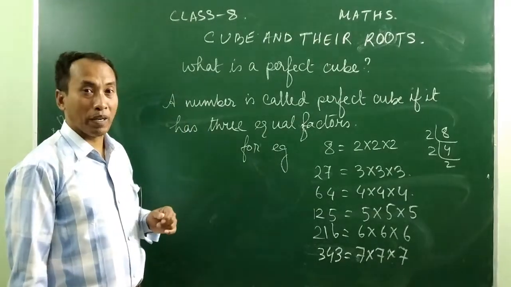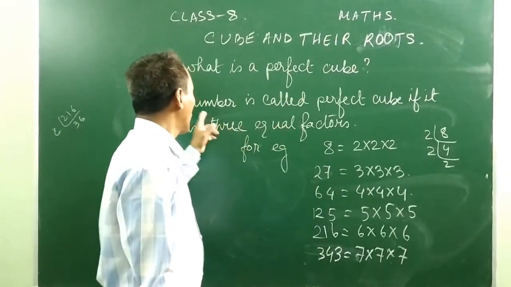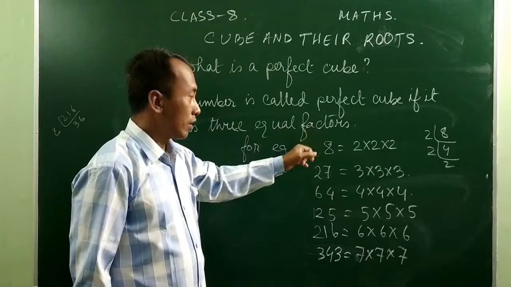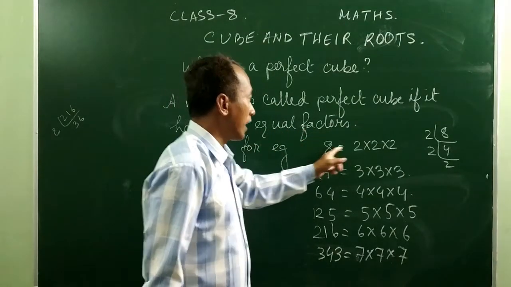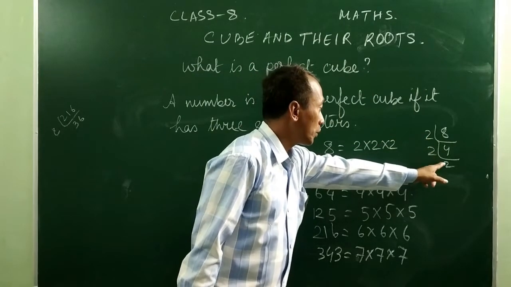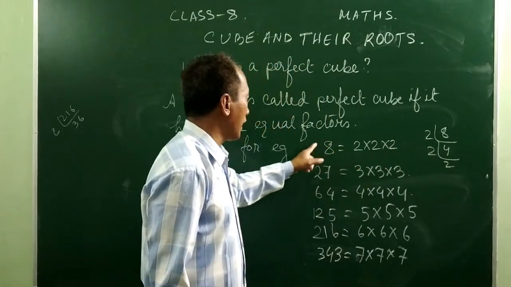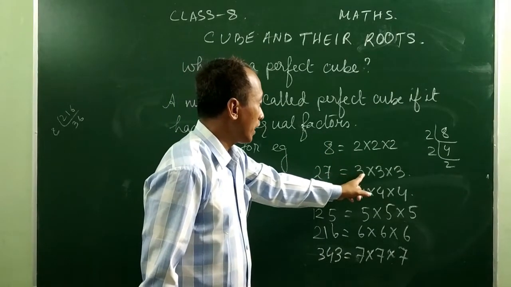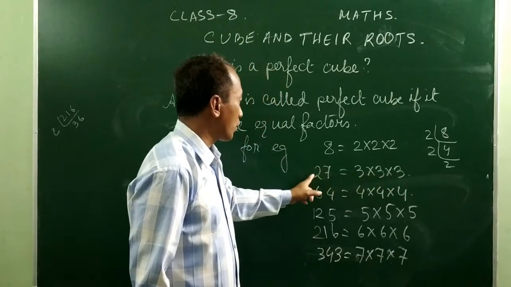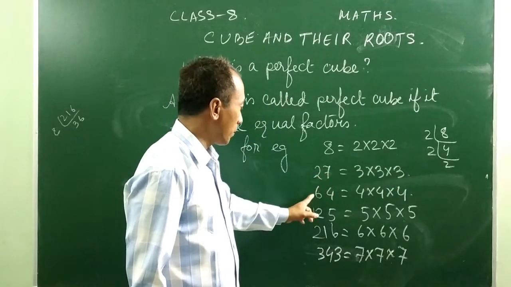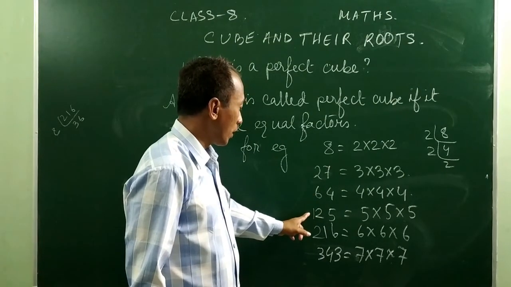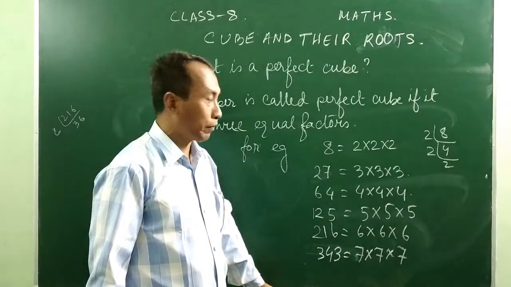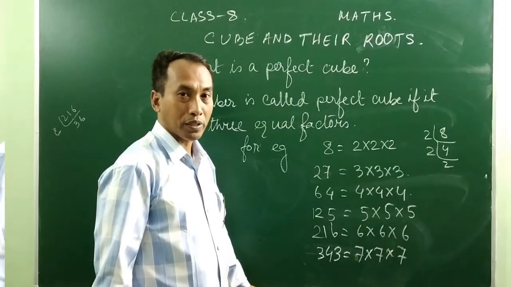Now we are going to study perfect cubes. What is a perfect cube? A number is called a perfect cube if it has 3 equal factors. For example, I have given you 8. 8 has factors 2, 2, 2, that is 2 into 2 into 2. So 8 is a perfect cube. Similarly, 27 has factors 3, 3, 3. So 27 is a perfect cube. Similarly, here 64, 125, 216, 343. And likewise you can find all the perfect cubes of different numbers.